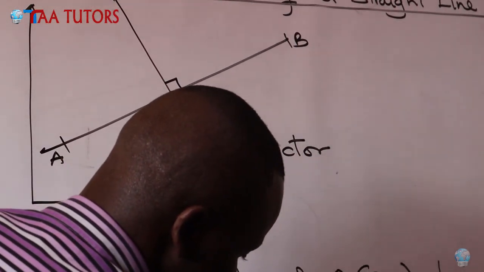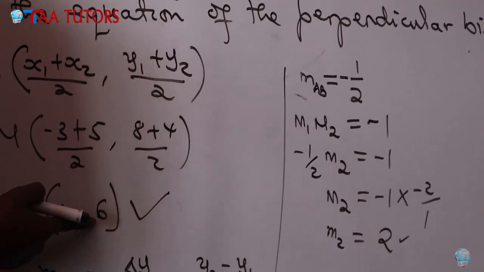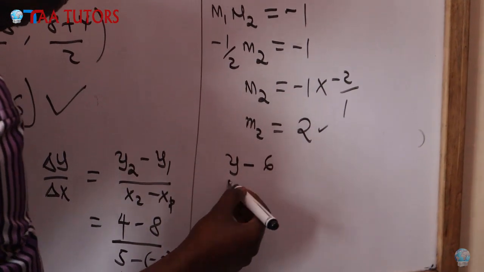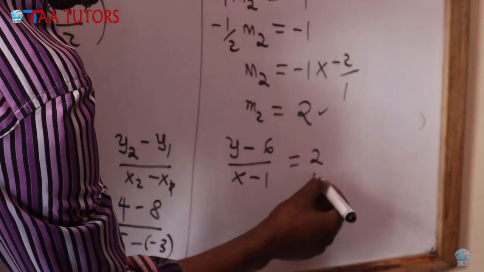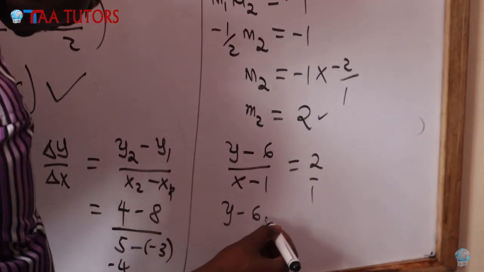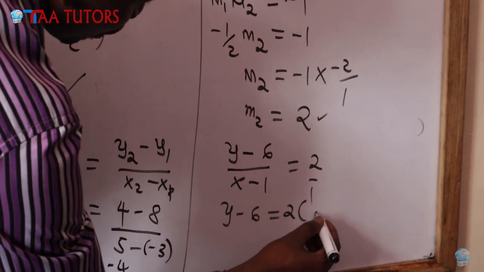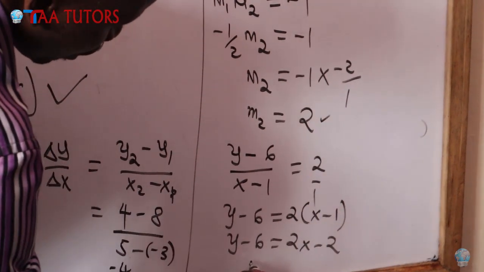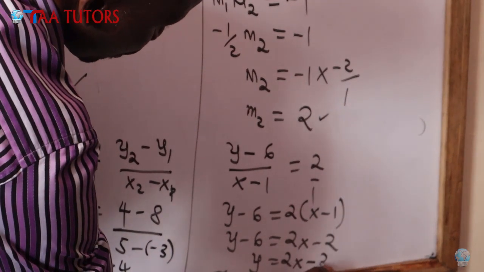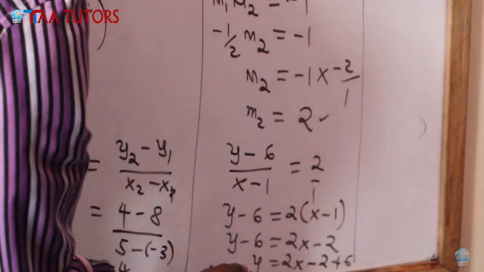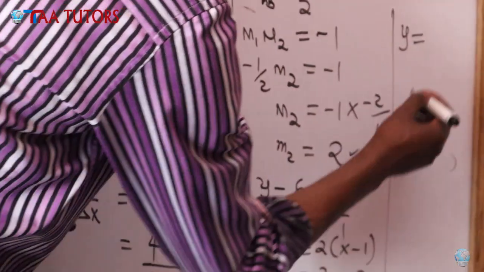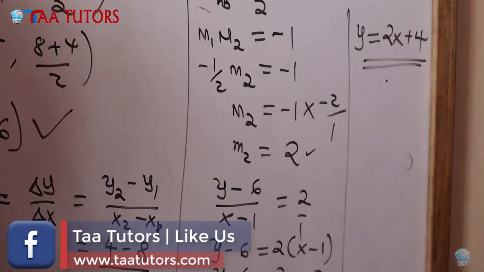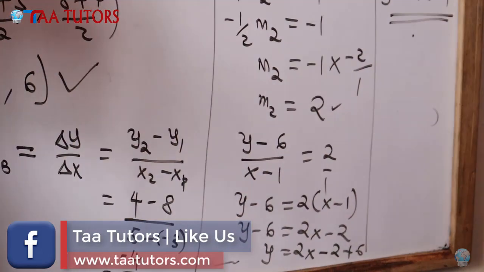Now that I have the gradient and I have the coordinate where that bisector is passing, I can get the equation by saying y minus 6 over x minus 1 should give me 2. If I multiply that, I'll get y minus 6 equals 2 into x minus 1. So y minus 6 equals 2x minus 2, and y will be 2x minus 2 plus 6. So the equation of the line is y equals 2x plus 4. This is now the equation of the perpendicular bisector of this particular line AB.